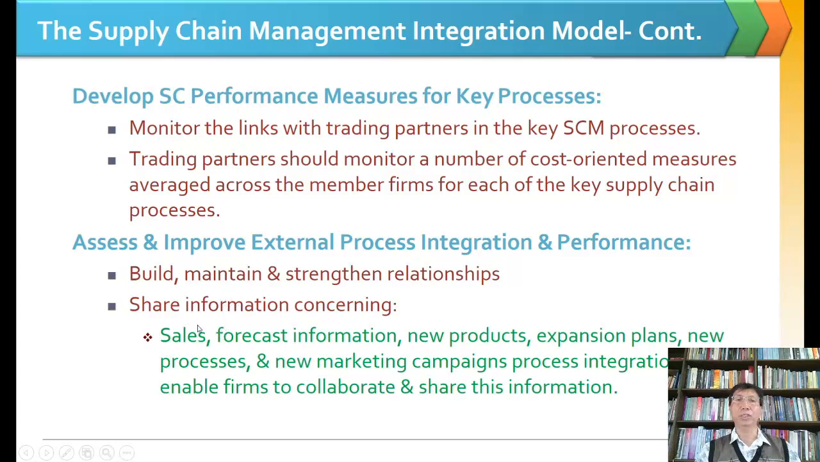And after that, we share information concerning sales forecasts, new products, expansion plans, new processes, and new marketing campaigns. Process integration will be enabled for them to collaborate and share this information.